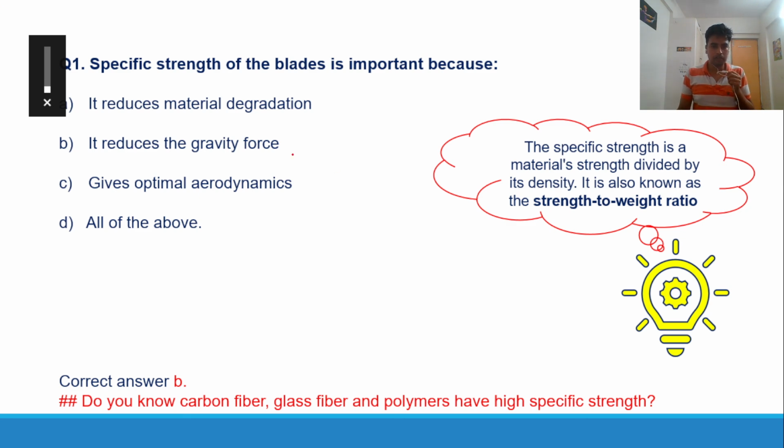As we talked about, specific strength is basically strength to weight ratio. We always prefer a material which has a very good specific strength, because for a very low weight it can give a very high strength. These types of materials are preferred, and it actually reduces the gravity force. So the correct answer is B. Carbon fiber, glass fiber, and polymers have very high specific strength. Most of the applications which we see for carbon fiber, glass fiber, and polymers are mostly because they have very high specific strength.